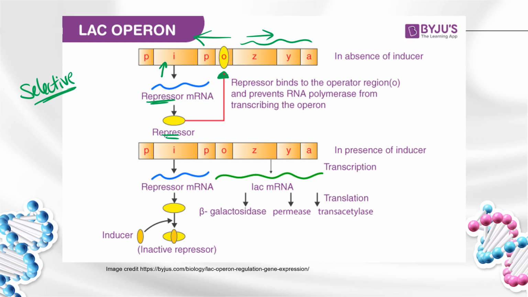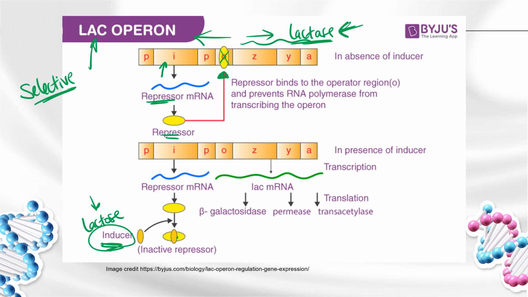But when an inducer comes along, and in this case, the lac operon, the inducer is lactose because these genes are coding for lactase. And in bacteria, why would we make lactase if there's no lactose available for digestion? But when lactose is in the environment and we could use it as a food, we want to go ahead and make that lactase.